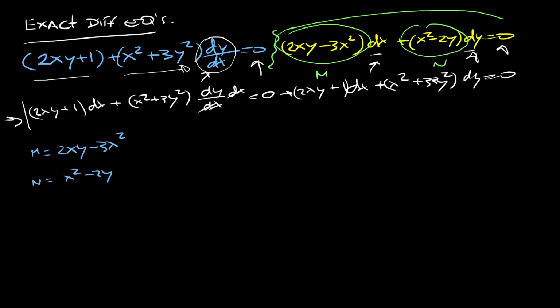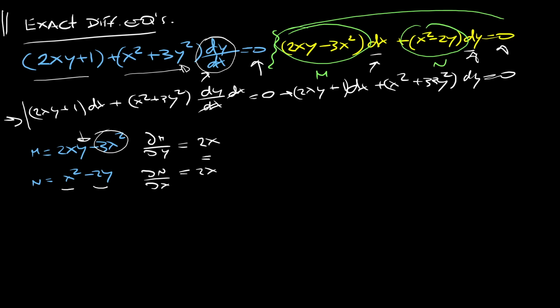The way for us to first know if this is exact or not is to take the derivative, but in terms of the other variable. This is what I mean. For M, we're going to take the derivative in terms of y, and for N, we're going to find the derivative in terms of x. So we have this one, it's a constant, and we have this one, so all we have is 2x. What this means is that both are the same. And if this is the case, we call these exact differential equations.